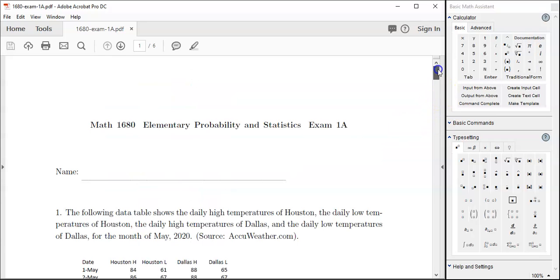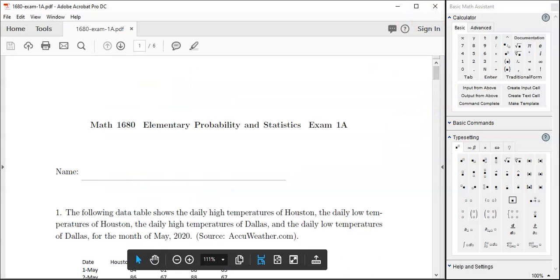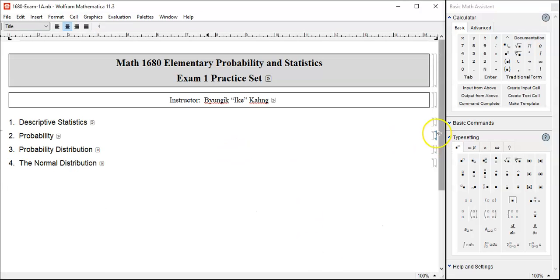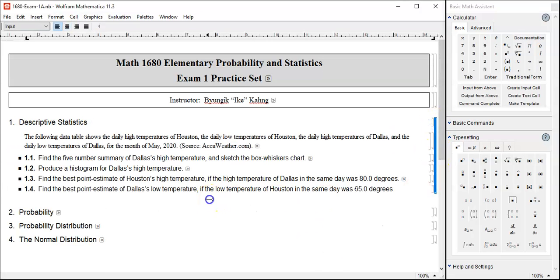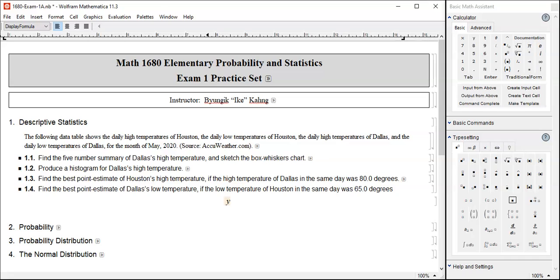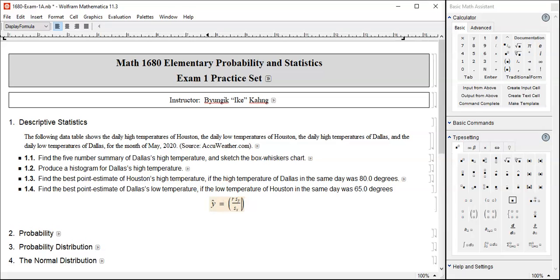Why? That's because we have this regression formula. We want to get the best point estimation y hat, and that's obtained by r times sy over sx, times x minus x bar, plus y bar.